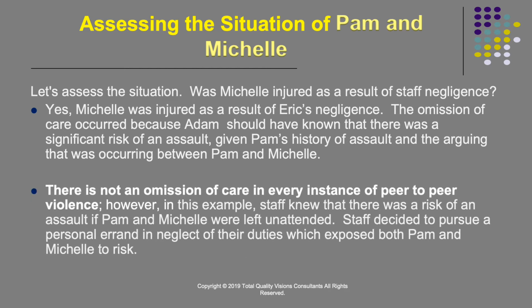There is not an omission of care in every instance of peer-to-peer violence. However, in this example, staff knew that there was a risk of assault if Pam and Michelle were left unattended. Staff decided to pursue a personal errand in neglect of their duties, which exposed both Pam and Michelle to risk.